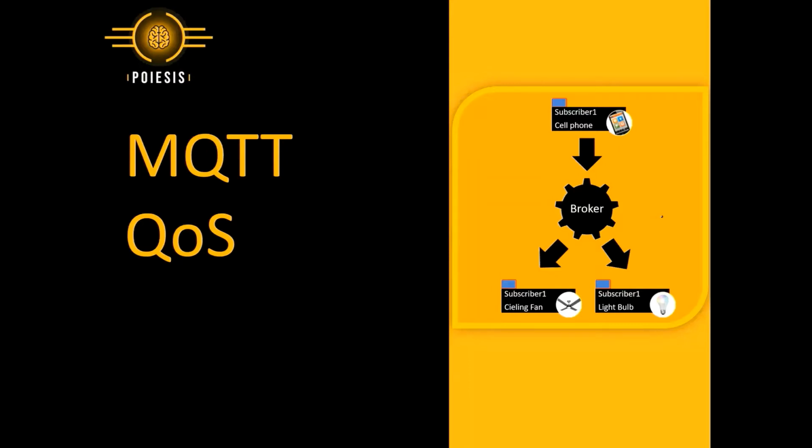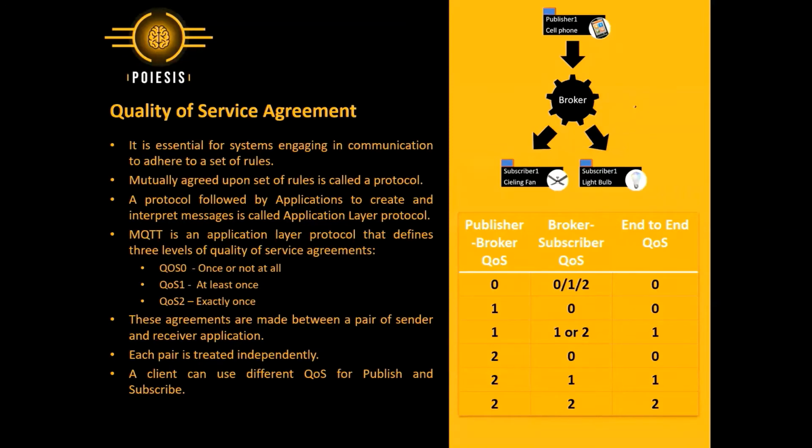And in this session, you will learn about a special feature of the MQTT protocol: QoS, Quality of Service agreements. As we know, communication is all about having common mutual agreements. It is essential for systems engaging in communication to adhere to a set of rules. A mutually agreed upon set of rules is called a protocol. A protocol followed by applications to create and interpret messages is called an application layer protocol.